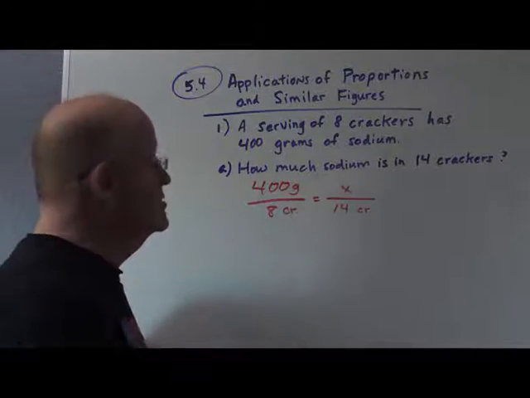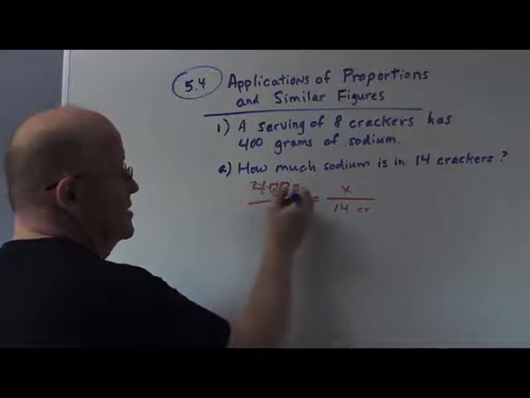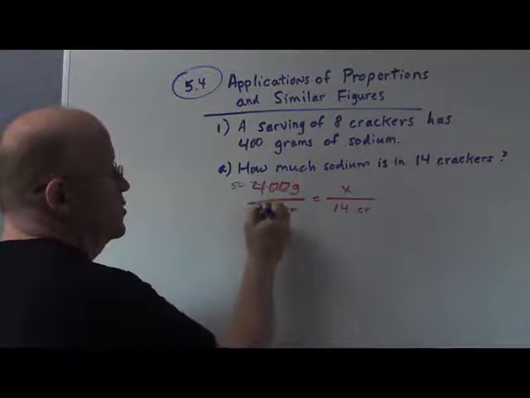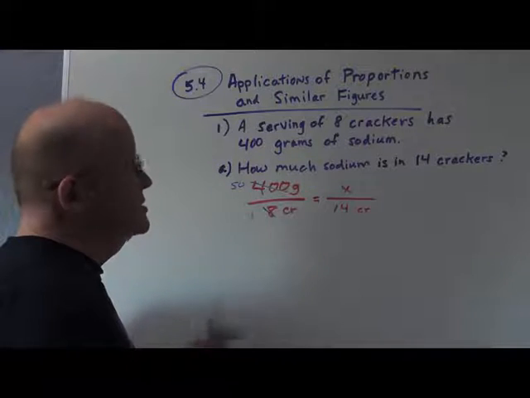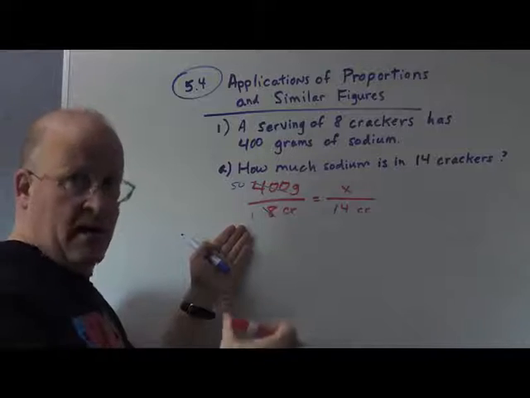Now I'm going to reduce this first fraction. 400 divided by 8 is 50. So I'm going to have 50 over 1. And basically that means there's 50 grams of sodium in each one cracker.